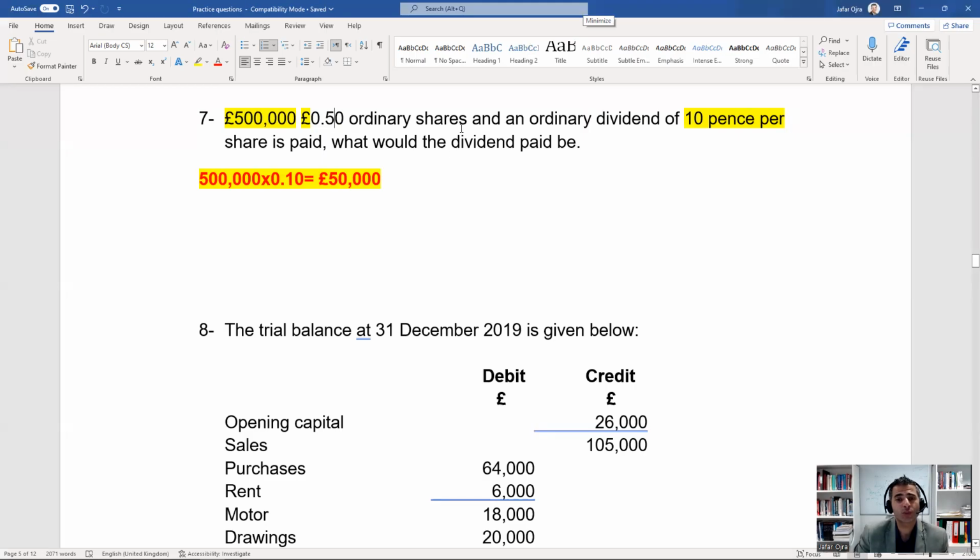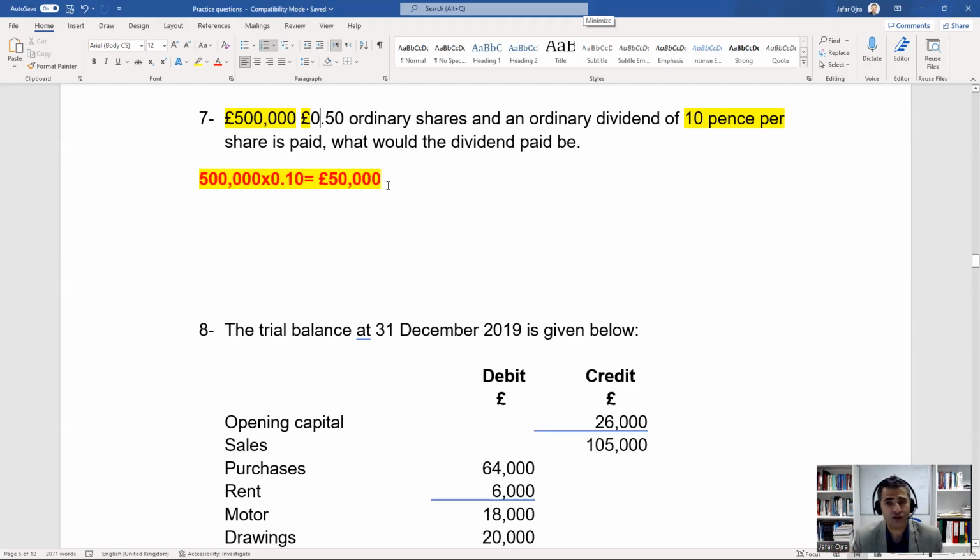So before you calculate it, you need to find out the number of shares. How do you find the number of shares? Based on the nominal value. You divide the 500,000 pounds by 50 pence, and you can find out the number of shares. So the number of shares equals 1 million shares. After you find the number of shares, you multiply it by 10 pence. That will be the answer, 100,000 pounds.